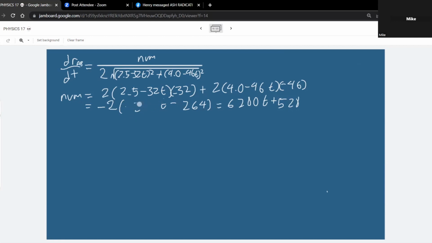So 2 times 2.5 minus 32 minus 46 times 2 times 4. Teka, kailangan ko, ang hirap naman. Kailangan kamayin ko na yan.